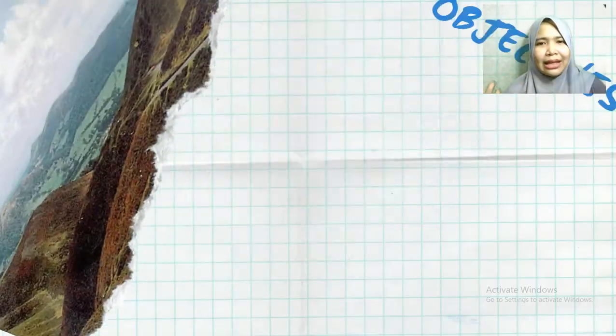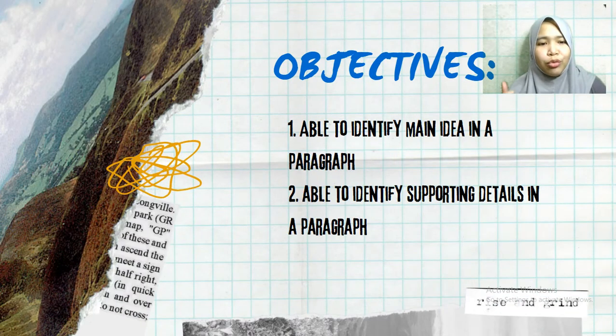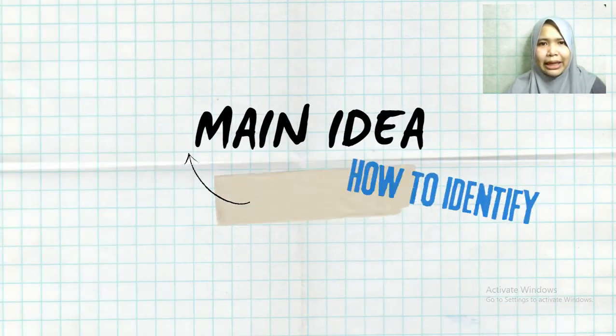So by the end of the lesson today, I hope you will be able to identify the main idea and supporting details in a paragraph. We are going to learn two techniques in identifying the main idea and one technique on how to identify the supporting details. So let's begin.